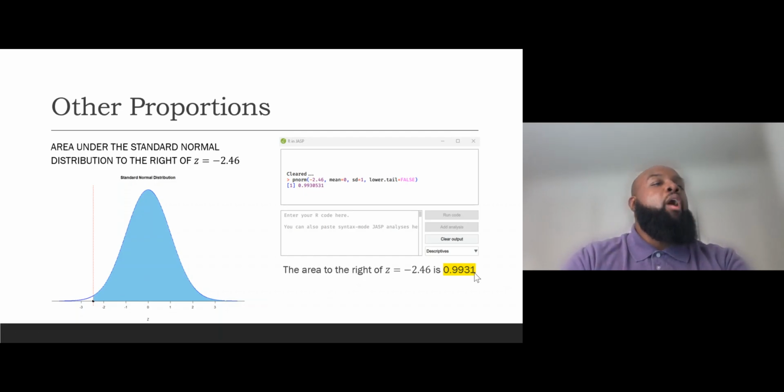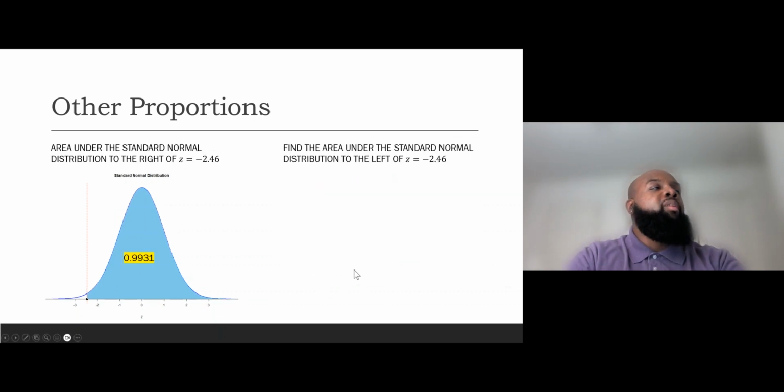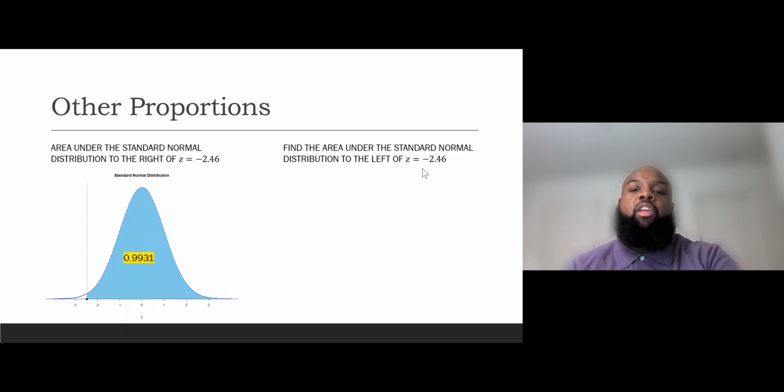All right. Now, one cool thing about this, right? We just found that the area under the standard normal distribution to the right of z equals negative 2.46 is 0.9931. If I asked, given that you know this value here, if I asked you to find the area under the standard normal curve to the left of z equals negative 2.46, you should be able to do this without using JASP or heavy computer technology. You may need a calculator, but we can find this value.